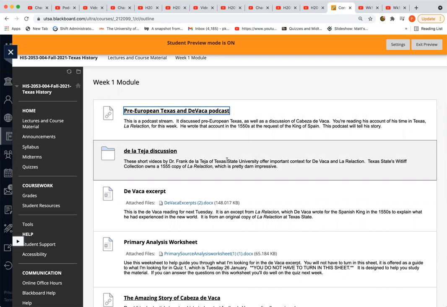And then he goes back to Spain and he writes an account of his experience in Texas, which is called La Relación. And that's what you're going to be reading this week. You're going to be reading de Vaca's words himself, his description of Texas in the 1520s. So I think it's pretty cool, but maybe I'm a historian, so I would think it's pretty cool. But you're reading the words of someone who was here about 500 years ago.